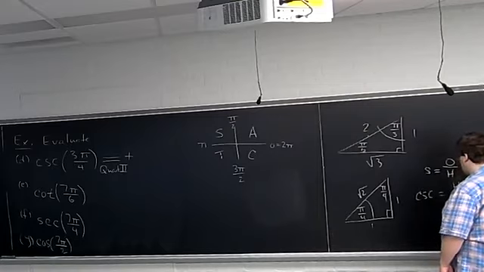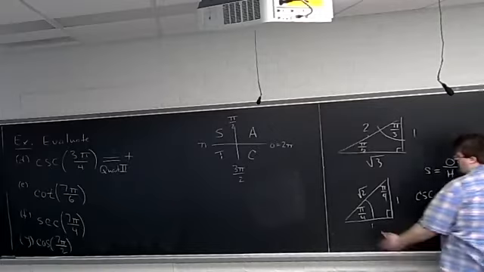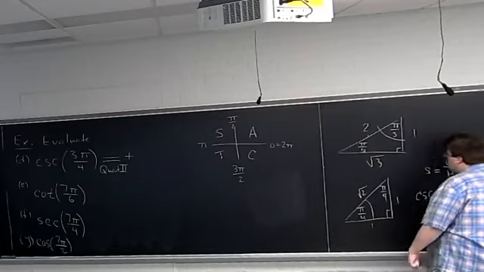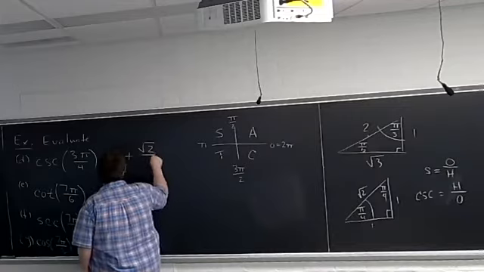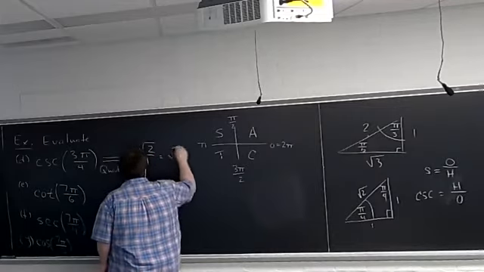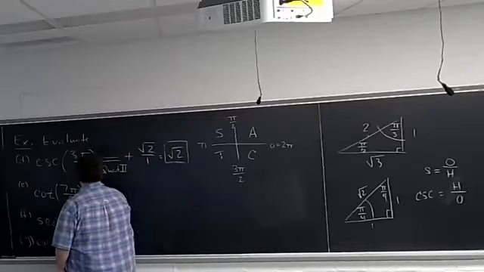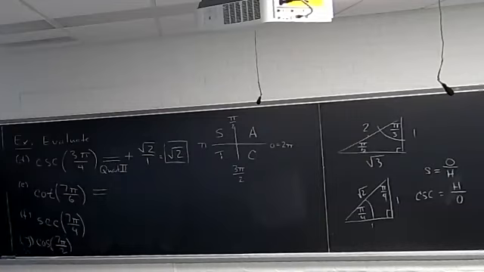Cosecant of an angle is hypotenuse over opposite. So for angle pi over 4, hypotenuse is root 2, opposite is 1. And positive root 2 over 1 does simplify to just root 2. Any questions about part D?